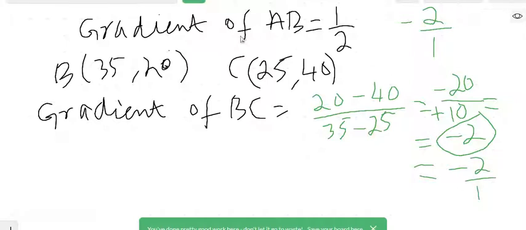Therefore, according to the definition, if the gradient of line AB is 1 over 2 and the negative reciprocal is -2 over 1, that is the gradient of BC. Therefore, it is proved that line AB and line BC are perpendicular.